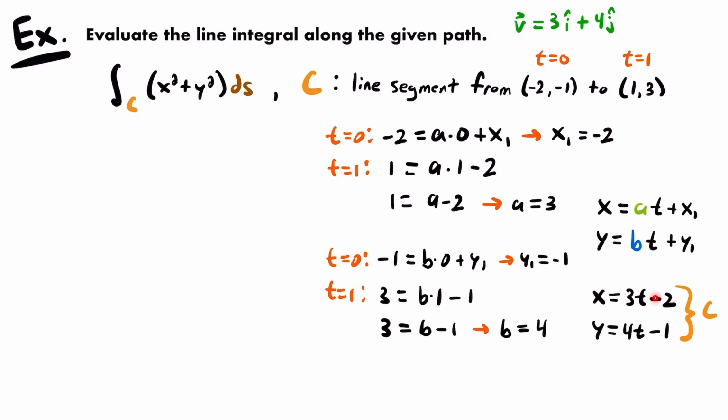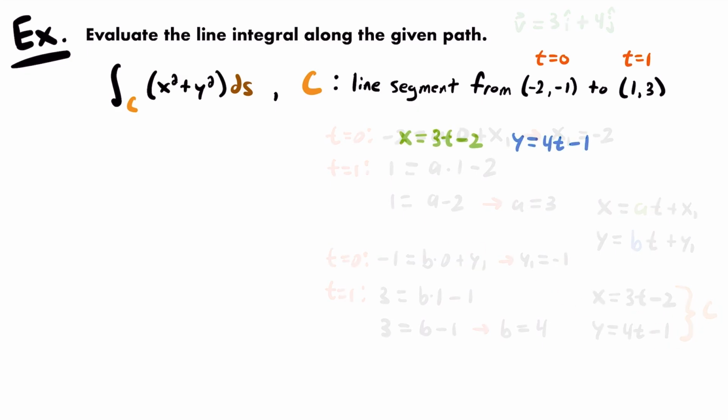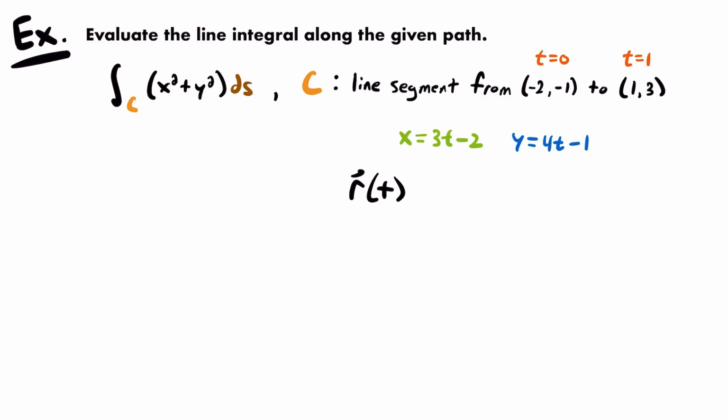We have the parametric equations for x and y, so we can construct a vector function from those parametric equations that will represent the curve C. So let's do that. We will have that the vector function, r of t, is equal to the x component of 3t minus 2 times i, plus the y component, 4t minus 1 times j.